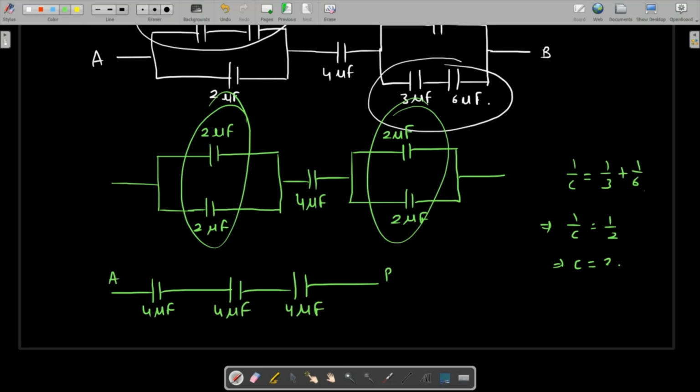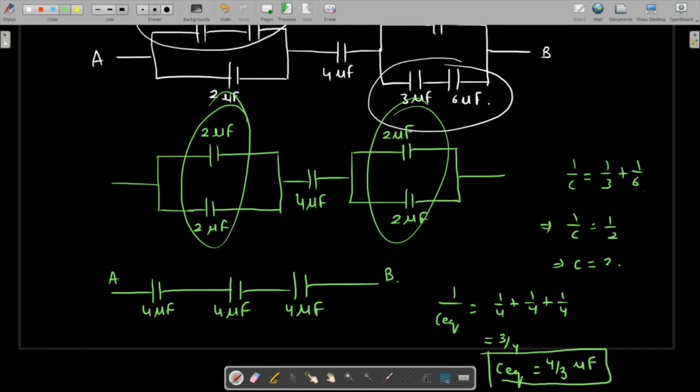So these two now are in series. So for series connection, we know that the equivalent is going to be the sum of the reciprocals of both. So 1 over 4 plus 1 over 4 plus 1 over 4, which is 3 over 4. So the equivalent capacitance is going to be the reciprocal of this, which is 4 over 3 microfarad, which is the final answer.